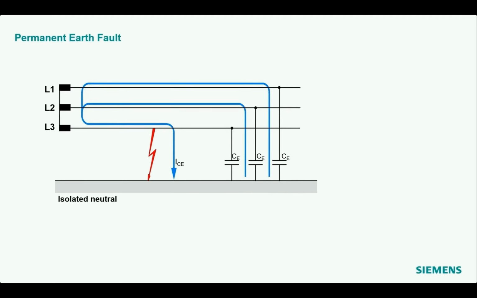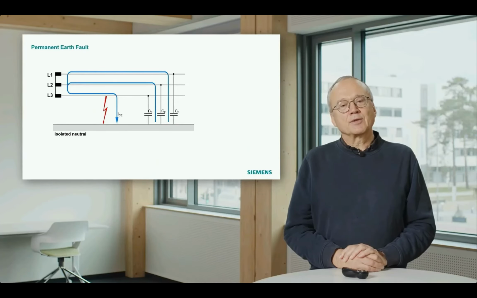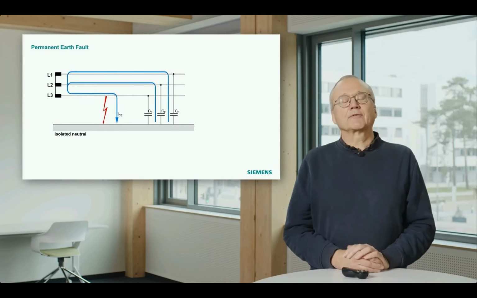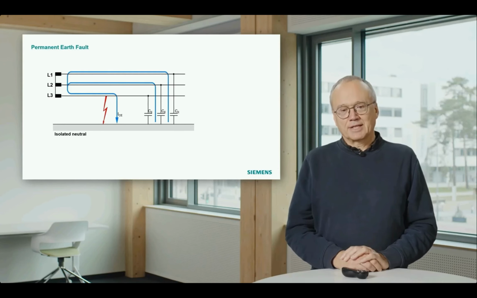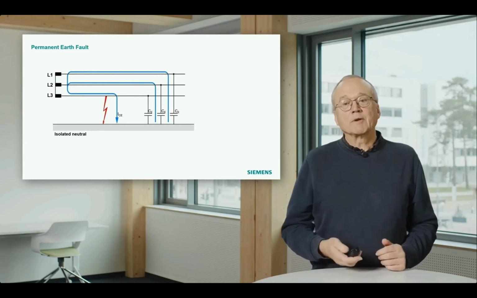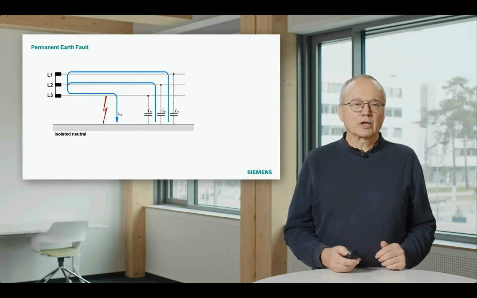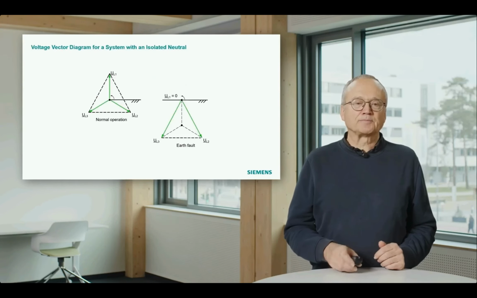And that means we have a permanent current flow at the earth fault. And this current flow, you can imagine that if you look at this diagram, is determined by the size of these capacitors. We will come to that later on. Before we do that, I would like to have a short look at the voltages.